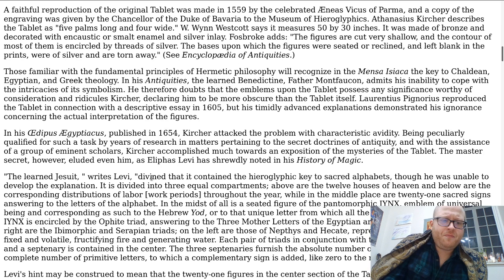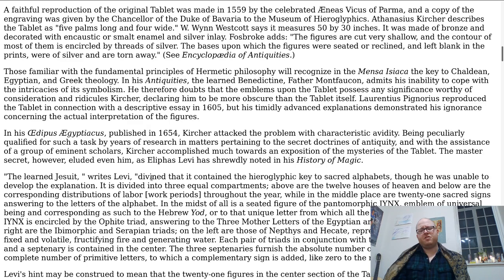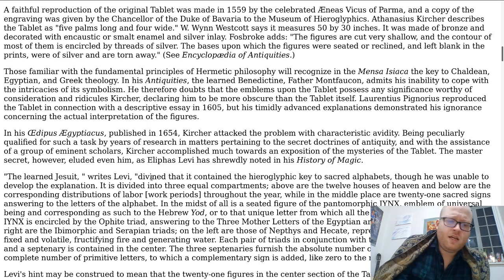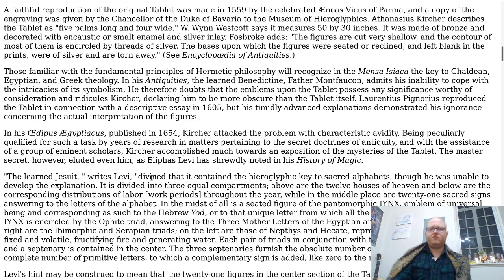On the right are the Ibimorphic and Serapean triads. On the left are those of Nephthys and Hecate, representing active and passive, fixed and volatile, fructifying fire, and generating water. Each pair of triads in conjunction with the center produces a septenary, and a septenary is contained in the center. The 3 septenaries furnish the absolute number of the 3 worlds, as well as the complete number of primitive letters, to which a complementary sign is added, like 0 to the 9 numerals.